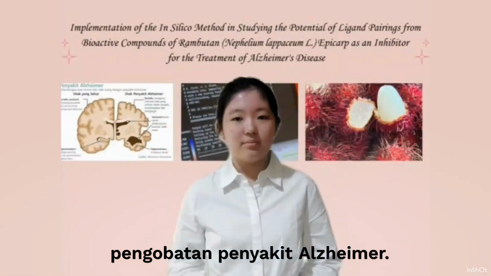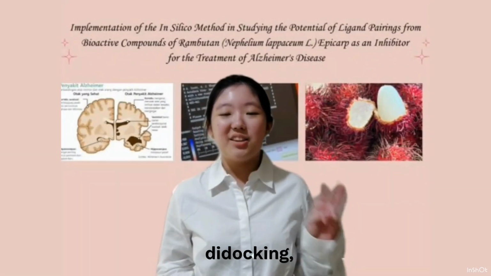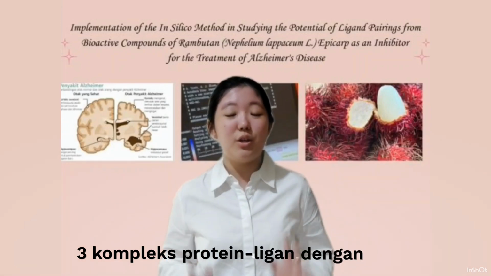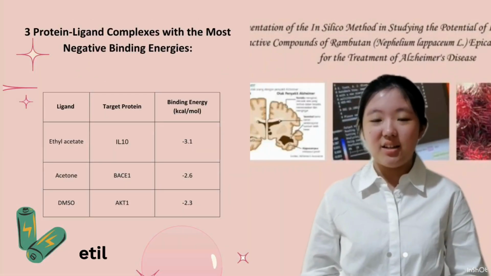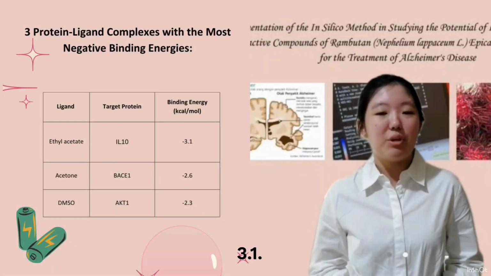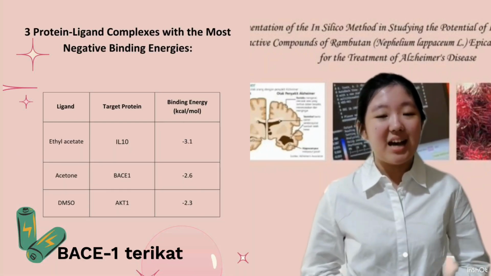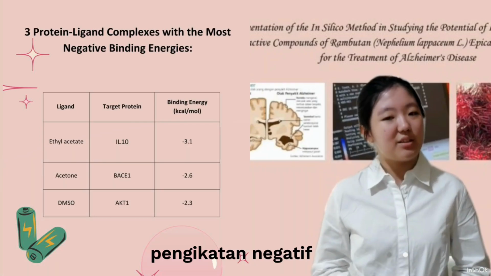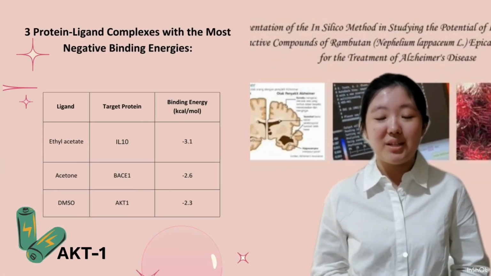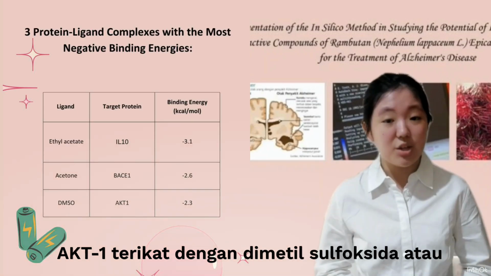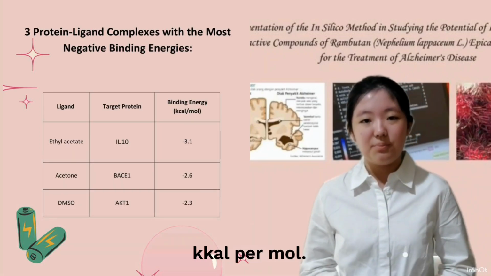From the 140 protein ligand complexes docked, the 3 protein ligand complexes with the lowest binding energies were IL-10 bound with ethyl acetate with a binding energy of negative 3.1 kilocalories per mole, BACE1 bound with acetone with a binding energy of negative 2.6 kilocalories per mole, and AKT1 bound with dimethyl sulfoxide, or DMSO, with a binding energy of negative 2.3 kilocalories per mole.